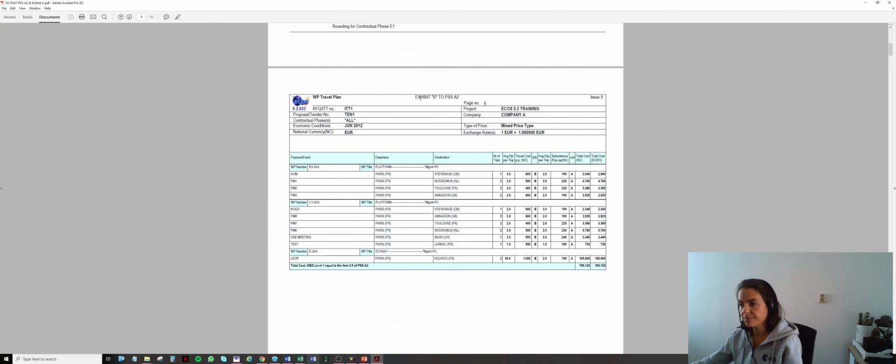And finally, there is also an exhibit B to the PSSA 2. And this is, in fact, what will represent your travel plan. So the travel plan can be extracted as the exhibit B to PSSA 2. It can also be extracted, sorry, as a specific report.